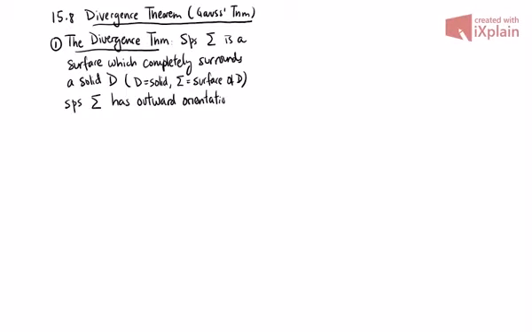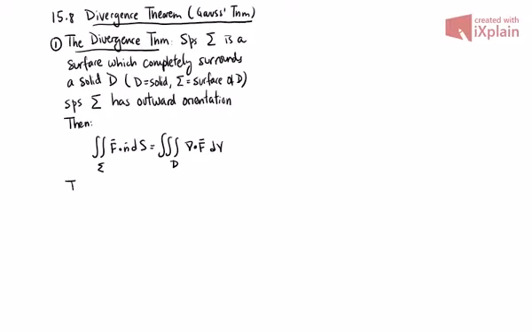So keep in mind that if sigma is the surface of a solid, it wraps around the solid. So there are only two possible orientations here. You can orient out through the surface or in through the surface. So then what the divergence theorem says is the surface integral of a vector field F dot n dS is equal to the triple integral over D of the divergence of F dV.